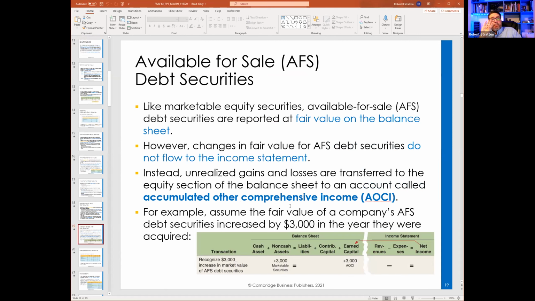Okay, but then available for sale. These are ones you're holding on to. You're not expecting to hold them to maturity. You're going to keep them available for your cash needs, which means you're going to sell them at the market rate on the open market as you need cash. So then you account for the fair market value, and you put these in the accumulated other comprehensive income category. Just like before, you increase your non-cash assets, but you also increase your earned capital subcategory, AOCI.